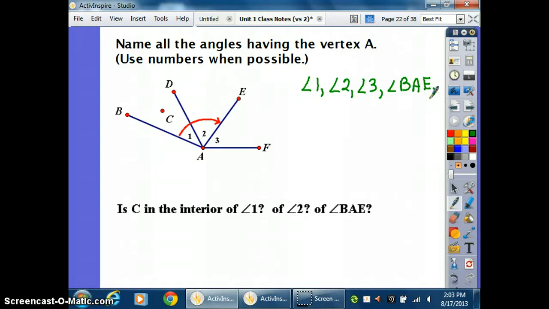Okay, now we could also do the combination of 2 and 3. And then that angle would be made up of ray AD and AF. So we have angle DAF. There is one more angle. It's the combination of all 3. It's a very large angle made up of ray AB and AF. So that angle would be called angle BAF.